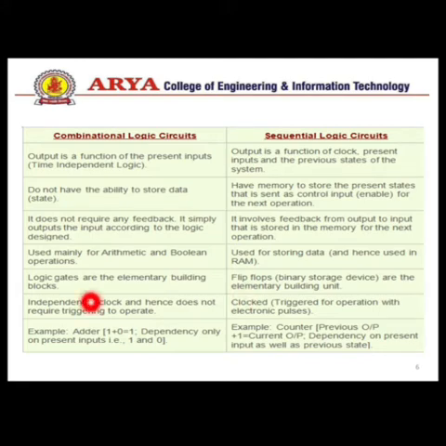A combinational circuit is independent of the clock, while a sequential circuit is dependent on the clock, because it is clocked, either edge triggered or level triggered, for operation with electronic pulses. For example, 1 plus 0 equals 1 depends only on the present input, but for a counter, the previous output plus 1 is the current output, depending on the present input as well as the previous state.